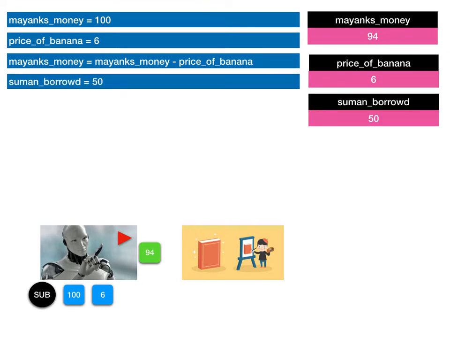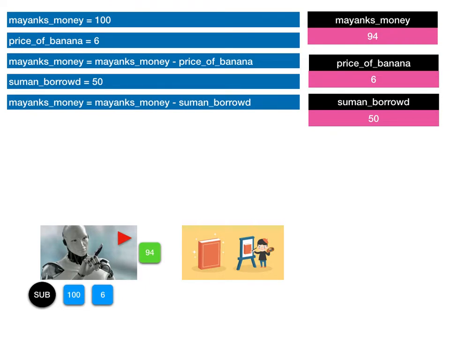On similar lines, when Suman borrowed 50 rupees, we acquired another memory where we stored the number 50, and then in the next step we'll see how much money Mayank is left with. Now Mayank would be left with the money that he had earlier minus the money that Suman borrowed from him. Let's see how this computer works. Once again, it is first going to take Mayank's money from here and copy it, then take the amount Suman borrowed from here, do the subtraction operation and store the result here. The output would actually be stored in Mayank's money. Let's see.